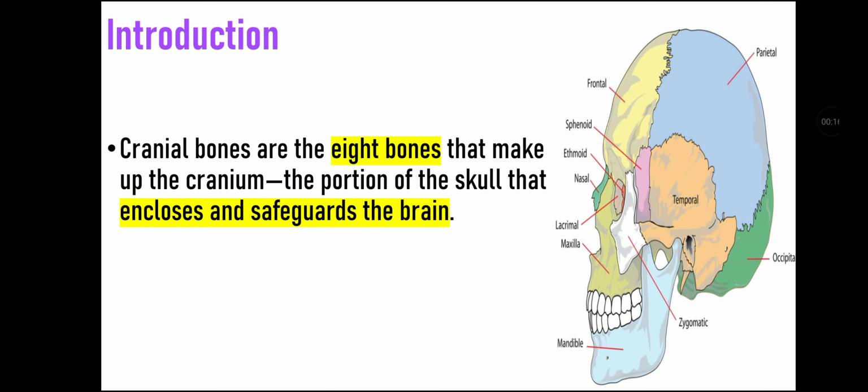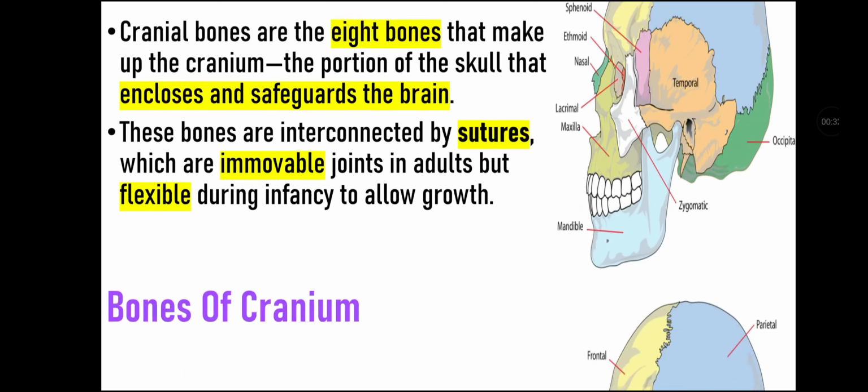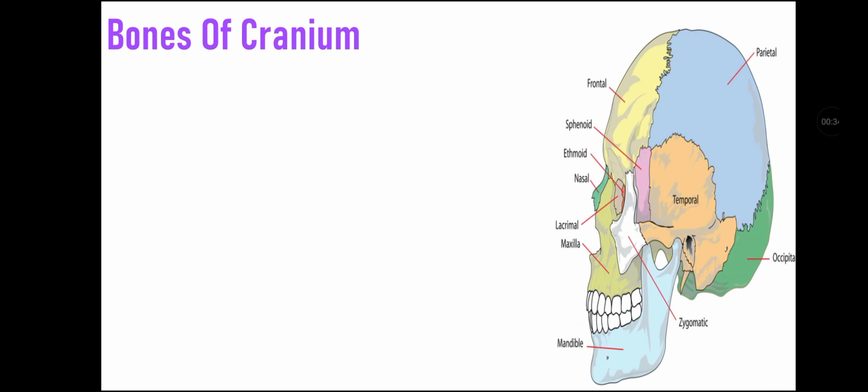Cranial bones are 8 bones that make up the cranium. That is the portion of skull that encloses and safeguards the brain. These bones are interconnected by sutures, which are immovable joints in adults but flexible during infancy to allow growth of brain or different structures of the face.